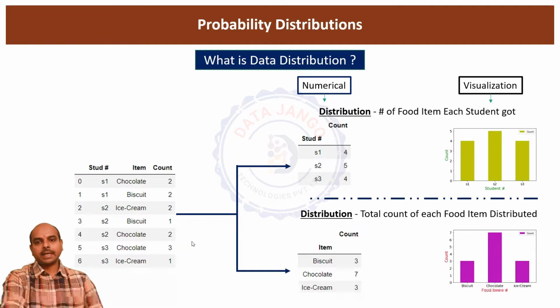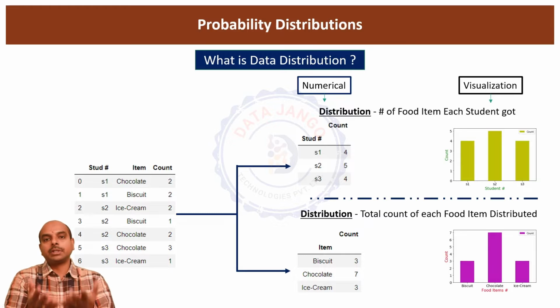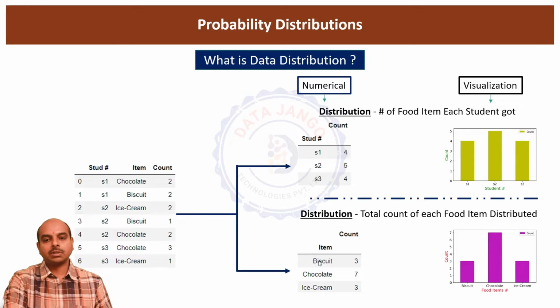If you want to understand the data, or how the items were distributed, then this is the total count of each food item distributed to the students. So the biscuits, chocolates, and ice creams are the items, and the count is the distribution of how many biscuits were distributed, how many chocolates were distributed, and how many ice creams were distributed. You can visually see the same using a bar graph. On x-axis I have taken the food items, on y-axis I have taken the counts.